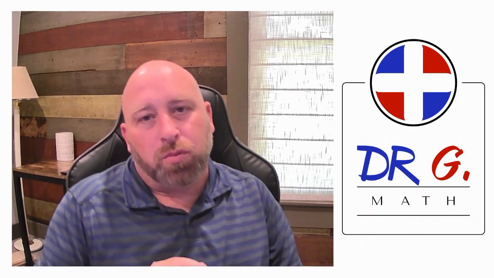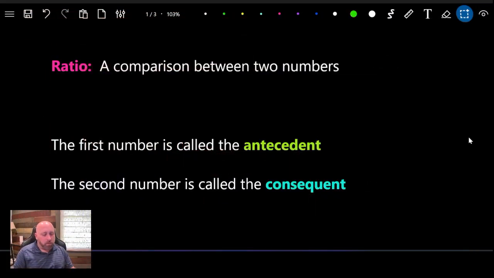Today we're going to be doing lessons 1.7 and 1.9, and try to condense them into one video. So pay attention, it's going to come at you fast. Go ahead and turn to page number 27. Page number 27, you are going to see the word ratio.